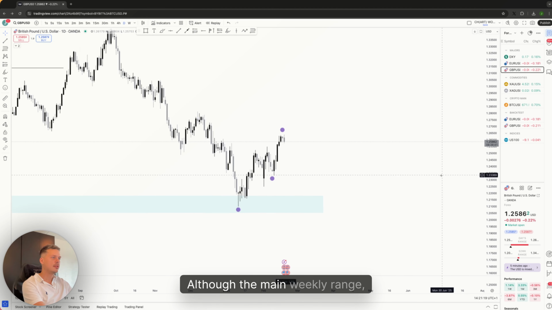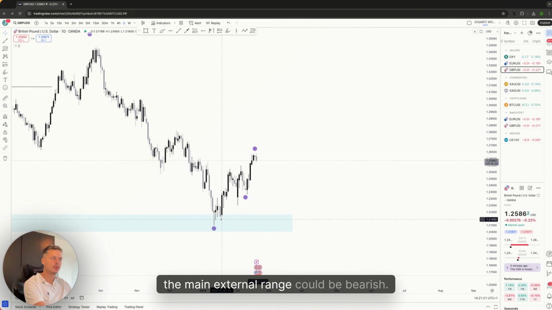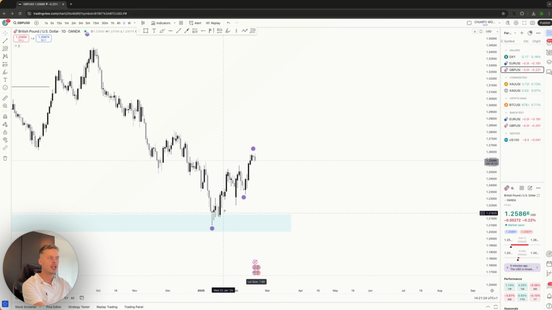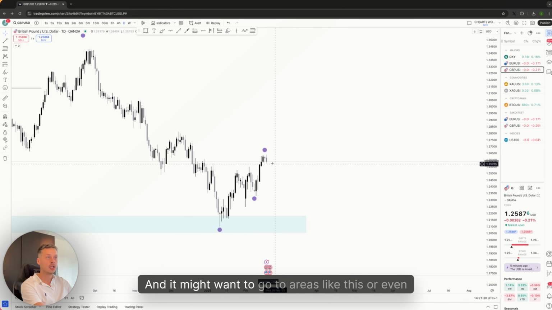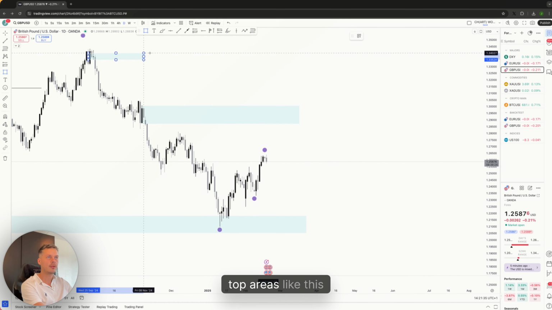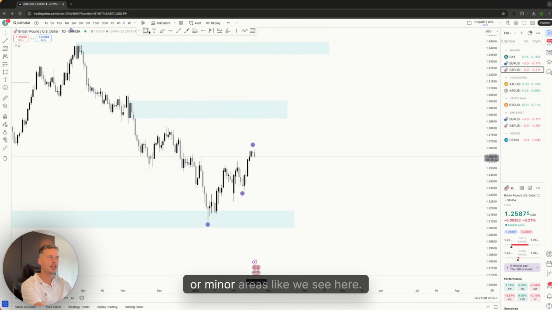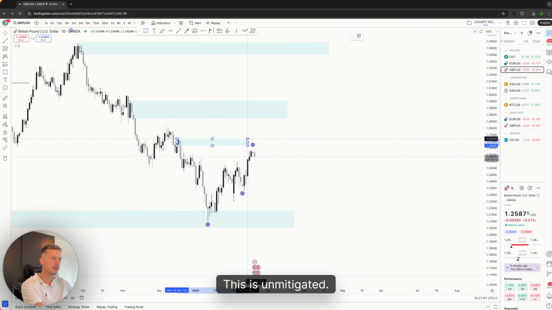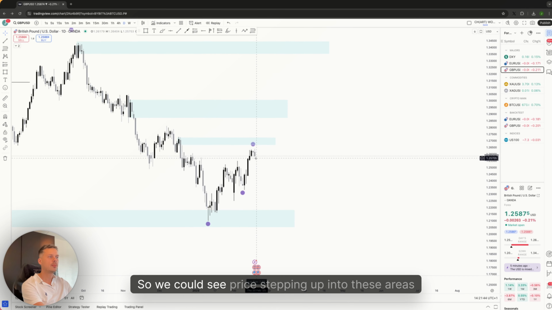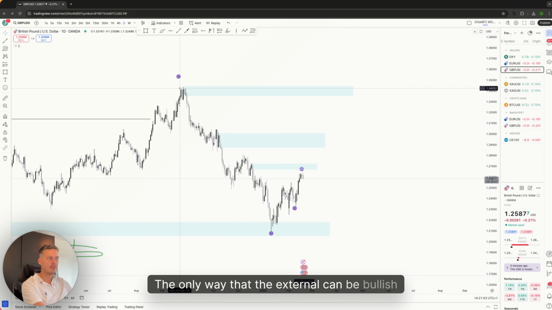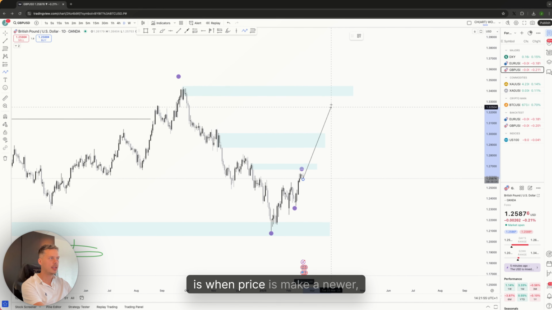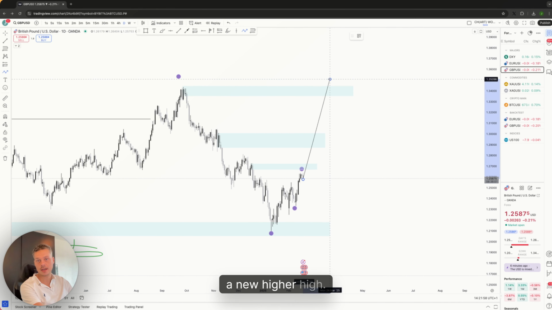Although the main weekly range, the main external range, could be bearish, internal price action on the daily tells us that price is bullish and it might want to go to areas like this, or even top areas like this, or minor areas like we see here. This is unmitigated. So we could see price stepping up into these areas and then see a potential meltdown from there.